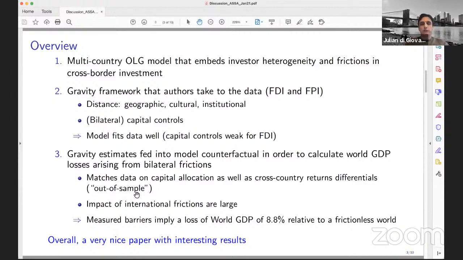Overall, the impact of international frictions is large. One number that Bruno mentioned: the measured barriers imply a world GDP loss of up to 9% relative to a frictionless world. So overall, a nice paper with interesting results.